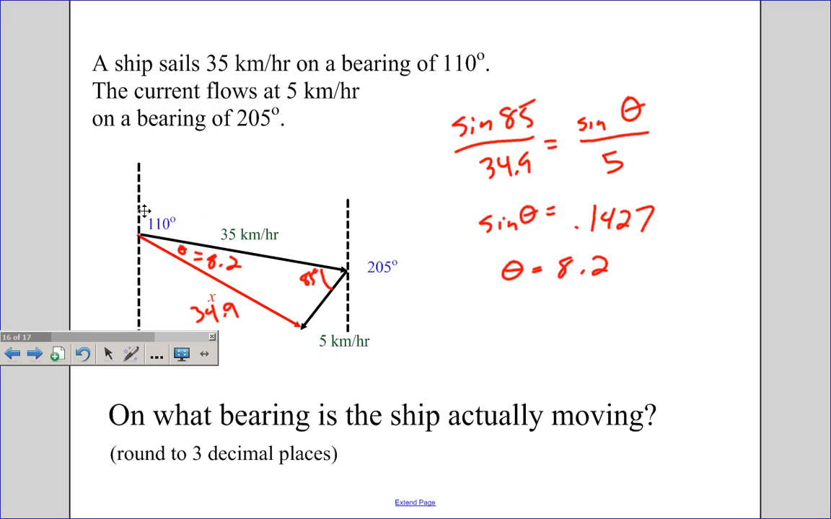So if that's 8.2, this is 110. We are at 118.2 degrees for the bearing that the ship is actually moving.